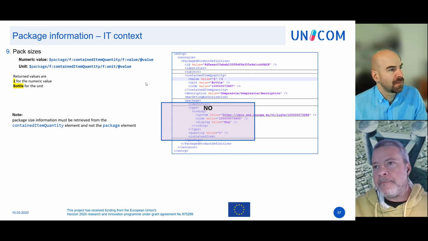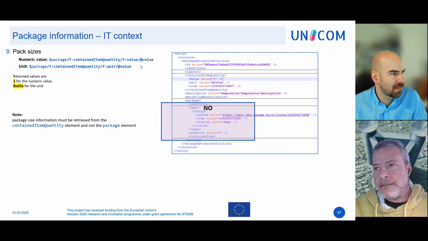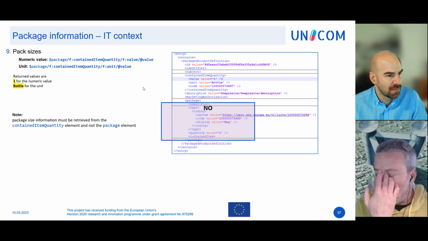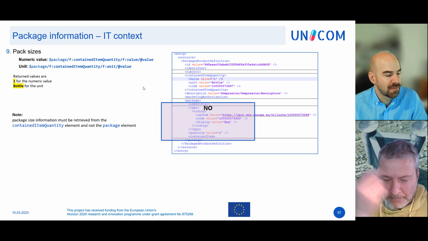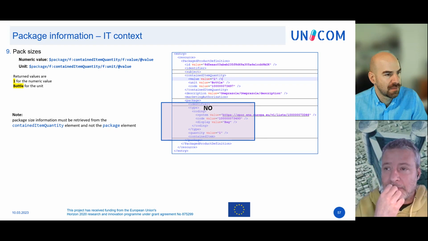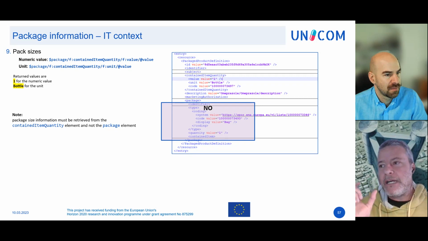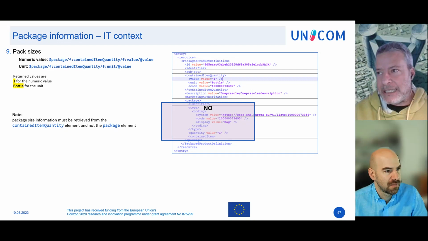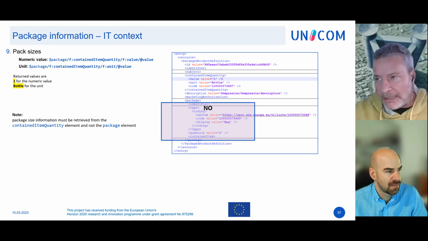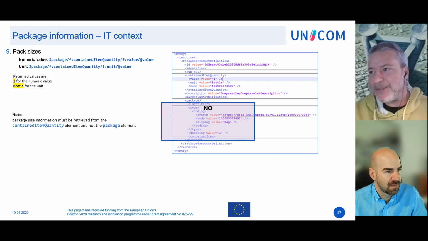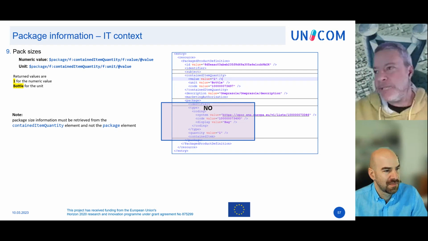So those are the two queries for taking the numeric value and unit, because all the information is always two fields. For example, 10 milligrams or 1 bottle or whatever. And as Noel remarked before, there are several quantities contained inside the package element. We just need the contained item quantity element. It's the only one we need to consider. And the one that is grayed out or purpled out and with the no, we need to ignore it.